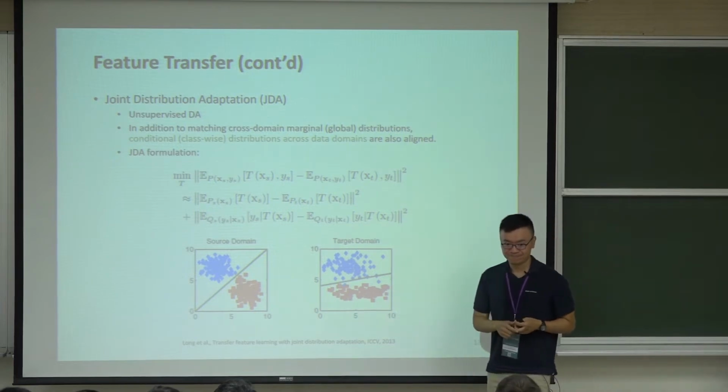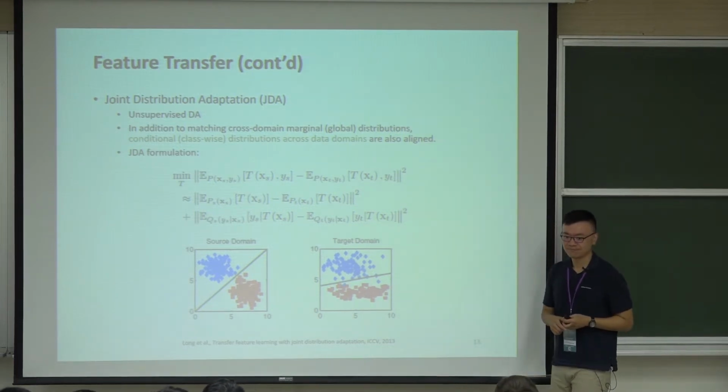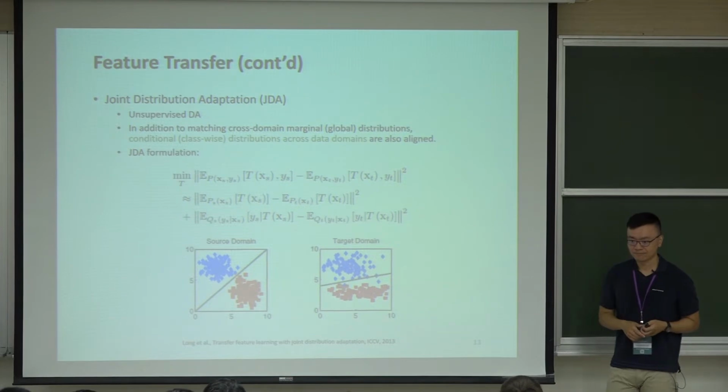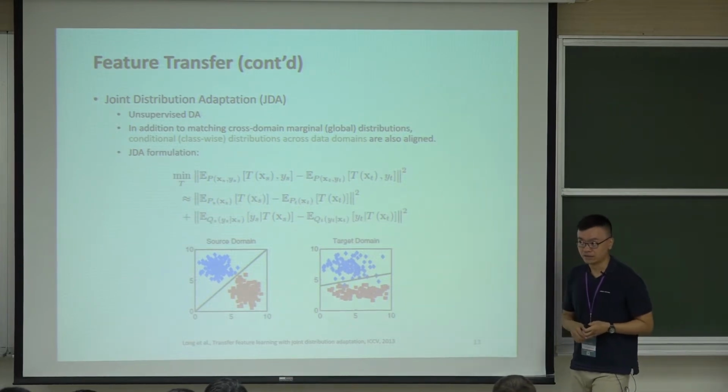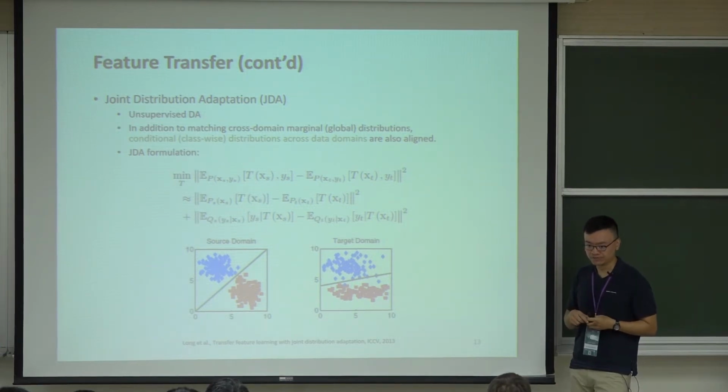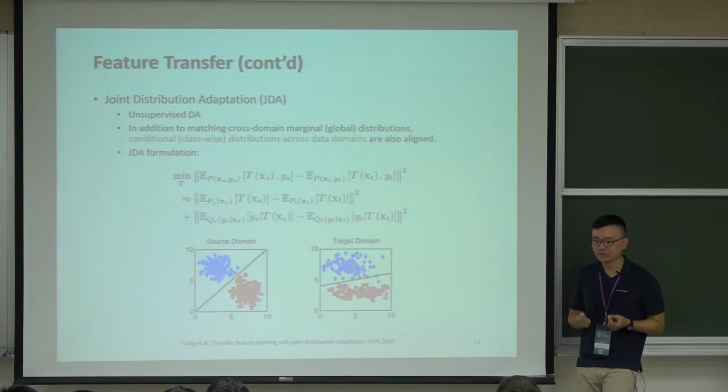Use some sort of resampling and then make each sample's mean similar? Yeah, I think the idea is quite similar to that. They didn't do resampling, but they do assign pseudo labels. They guess the labels for the target domain data.